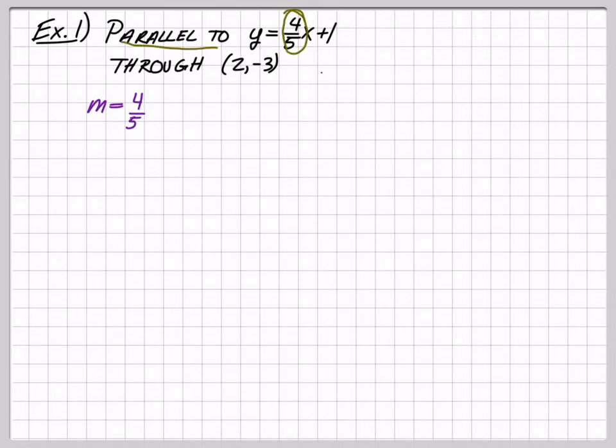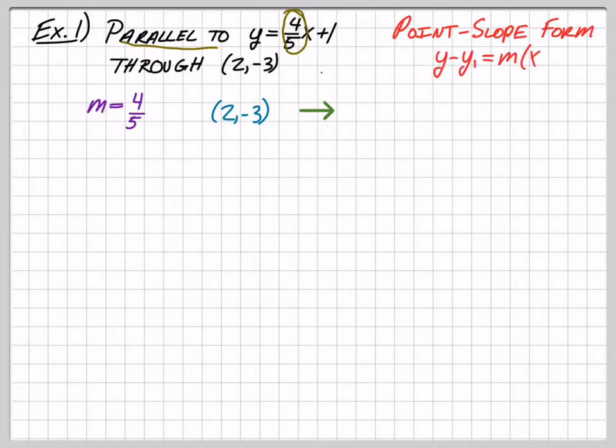I don't really care about this plus 1 piece. That actually doesn't help me at all in this case. I won't cross it out, though. It's kind of sloppy. I just care about that 4/5. That's my slope. Okay, so we have our slope, and what do you know? We also have a point, 2, negative 3. Why don't we consider throwing that into point slope form, and we can have our equation.